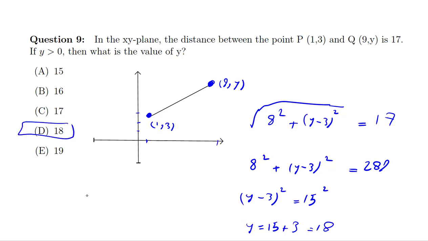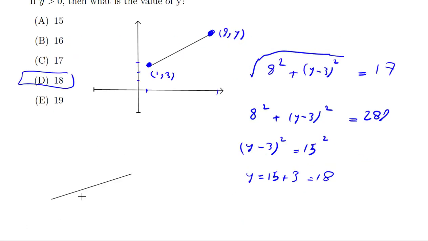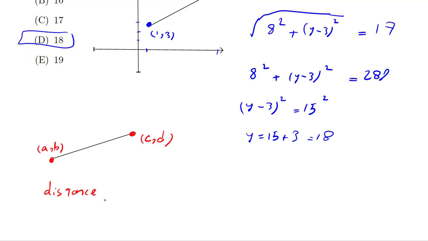This is the answer. As I said, suppose you have a line. You know the beginning and you know the end point. The beginning, for example, is A and B. The end point is C and D. The distance between these 2 points is square root of the x amounts. It means that C minus A, square them, plus the y amounts, D minus B, squared them. This is the distance between 2 points in a plane.